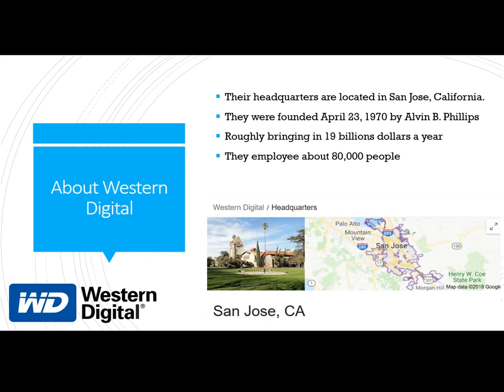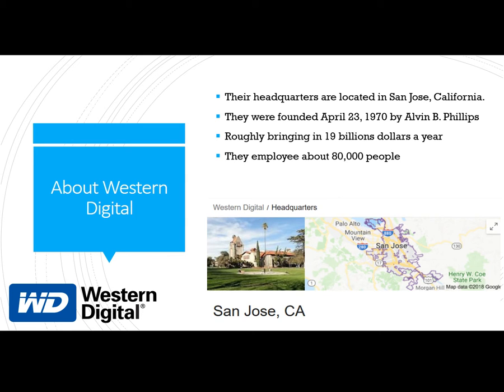Mr. Cole, I figured out my Google thing. Okay, go ahead. We're ready. About Western Digital, their headquarters are located in San Jose, California. They were founded April 23rd, 1970 by Alvin B. Phillips. They roughly bring in $19 billion a year and they employ about 80,000 people.